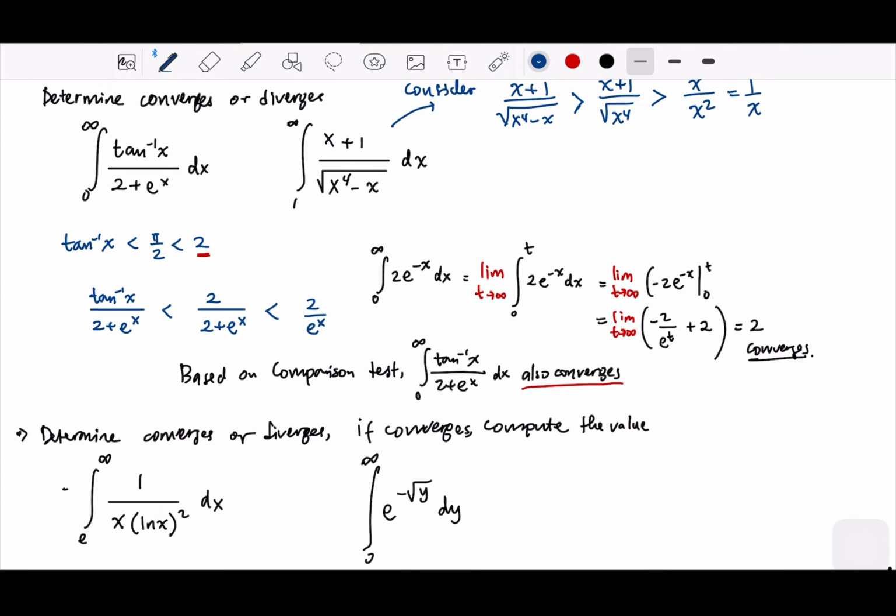Okay, for the last two, I think you could try to integrate first. Try to become familiar with the techniques. And after that, you could use the limit to take this infinity and change it to t. So I think you can try this first. Try it.